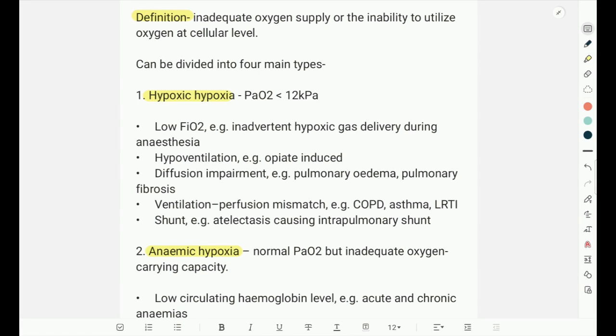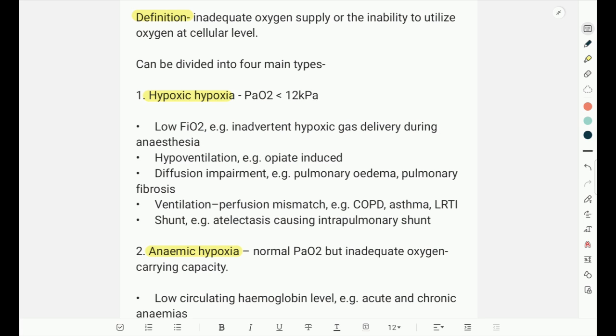In today's video we are going to discuss hypoxia. It is a very important topic for FRCA and EDAIC, so let's get started. We will start with the definition. Hypoxia is inadequate supply of oxygen or the inability for tissues to utilize oxygen at cellular level.